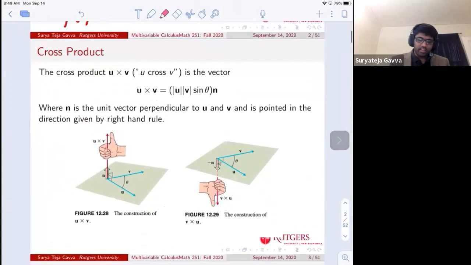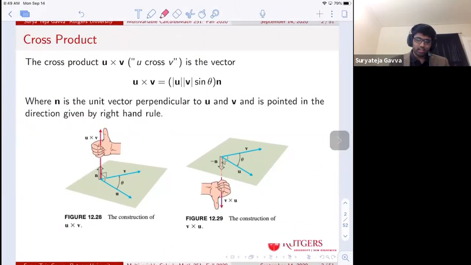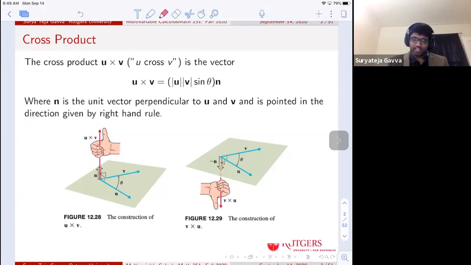Similarly, the cross product is slightly different. Instead of cosine theta, it's related to sine theta. So u cross v is the length of u times the length of v times sine theta, but it's not just that, it's times a vector. That means this whole thing is a vector, so the cross product is a vector. And what is the direction of that vector? The direction is given by the right hand rule.